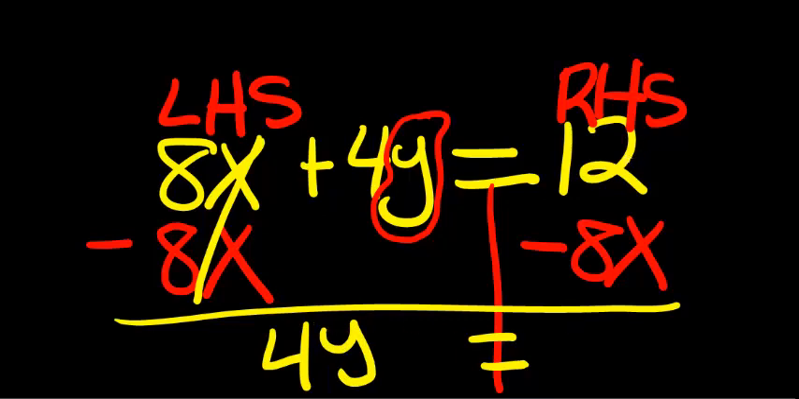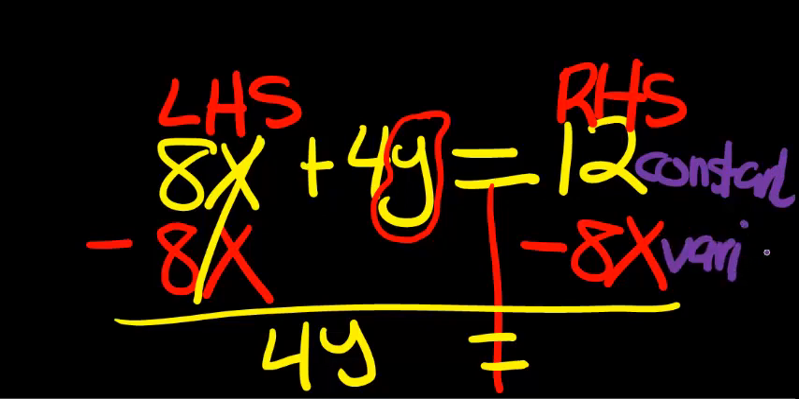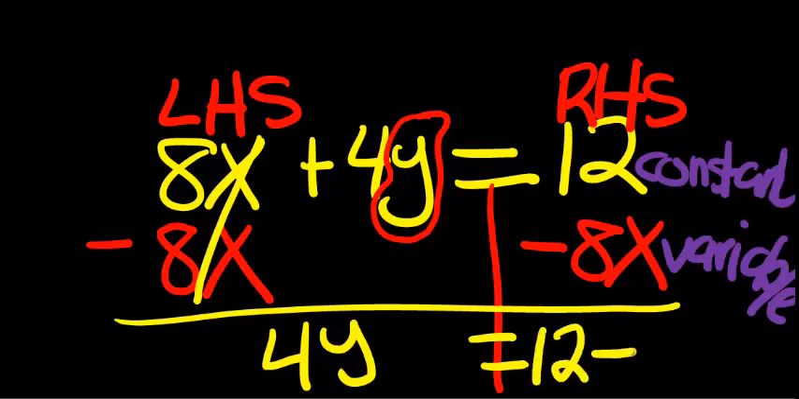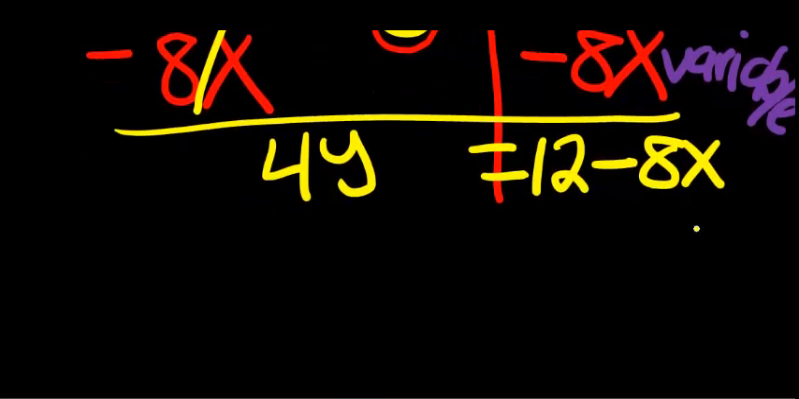And on the right-hand side, I have a constant term of 12. 12 is a constant term. Now, because it is a constant, and over here I have a variable, I know that I can only add and subtract like terms. So the 12 is a constant term and the negative 8x is a variable term. So I need to write it as a constant minus a variable term. So I'm going to just write that just like this.